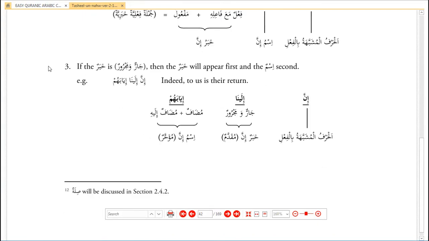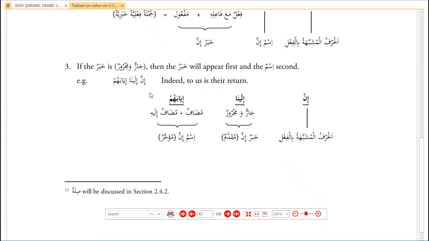If you look at a different example, example number 3, here it shows rule number 3. If the khabar is jar majrur, then the khabar will appear first, then the ism second. So remember, if there is a jar majrur in inna, the jar majrur will come first, then the ism. For example, inna ilayna iyabahum. Indeed, to us is their return.